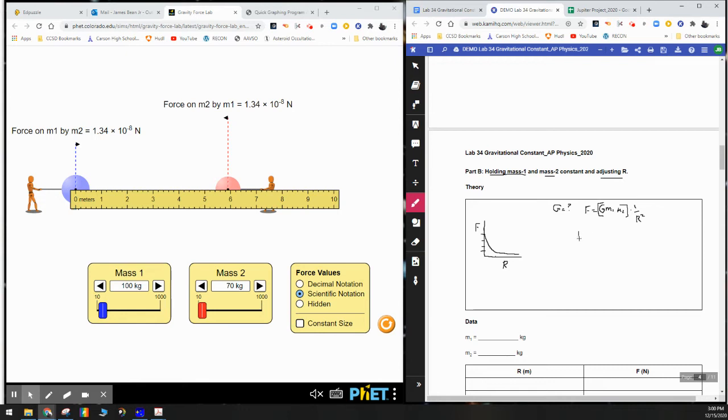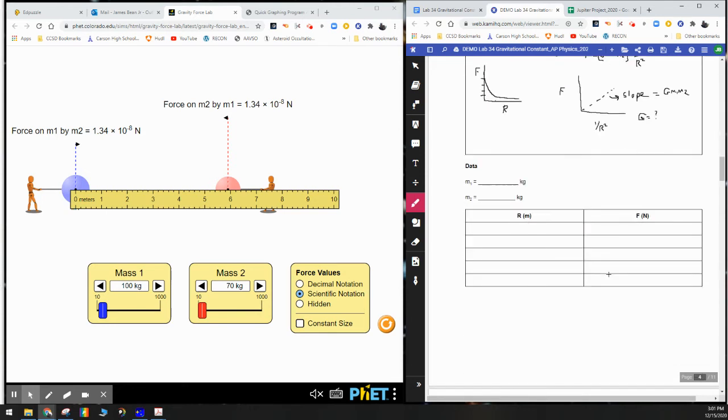Now, if I plot F over here and 1 over r squared here, I should get a straight line. Just like before, this is the slope. It should be a straight line, and the slope is going to equal big G times m1 and m2. So once I find the slope, I can very quickly figure out what G is. That's going to be part B.